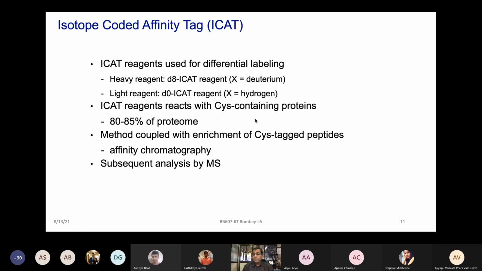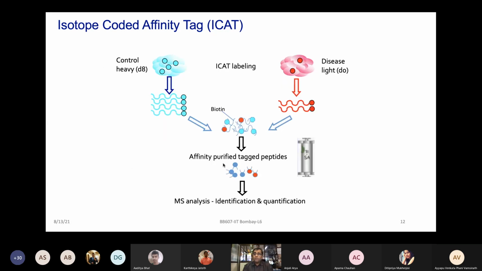So still 80 to 85% of the proteome can be labeled using this strategy. Of course, you can't label 100%. And then after labeling, you can enrich your labeled peptides because you have the biotin. So if you pass through the streptavidin column, you can enrich the bound peptide, the peptide which are labeled. So this is the simple experimental scheme here.